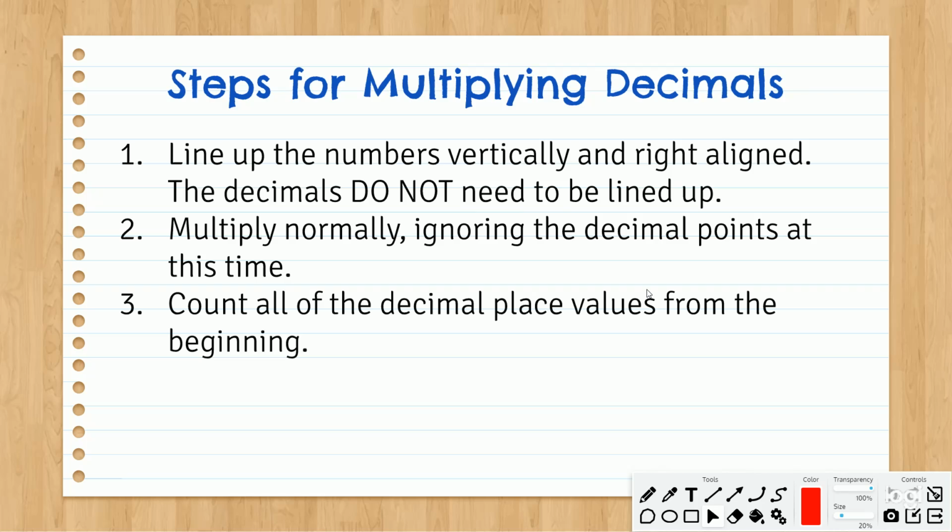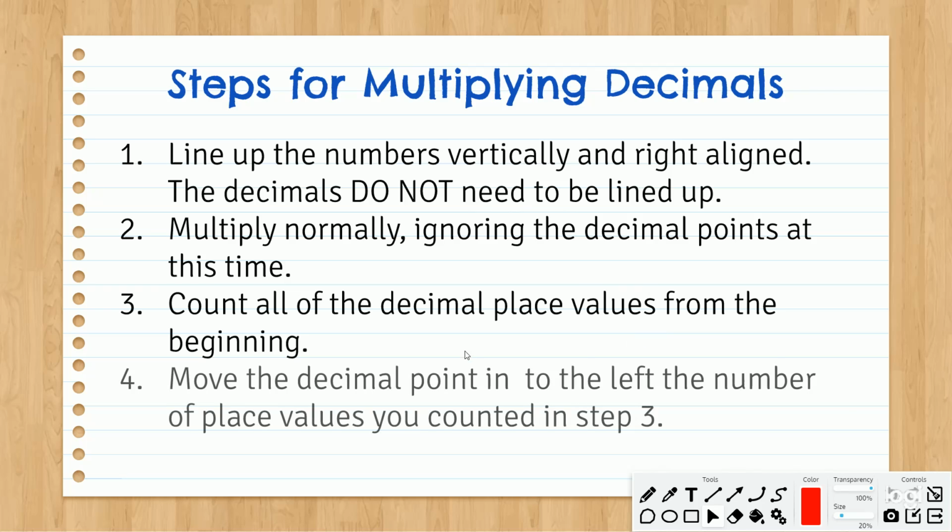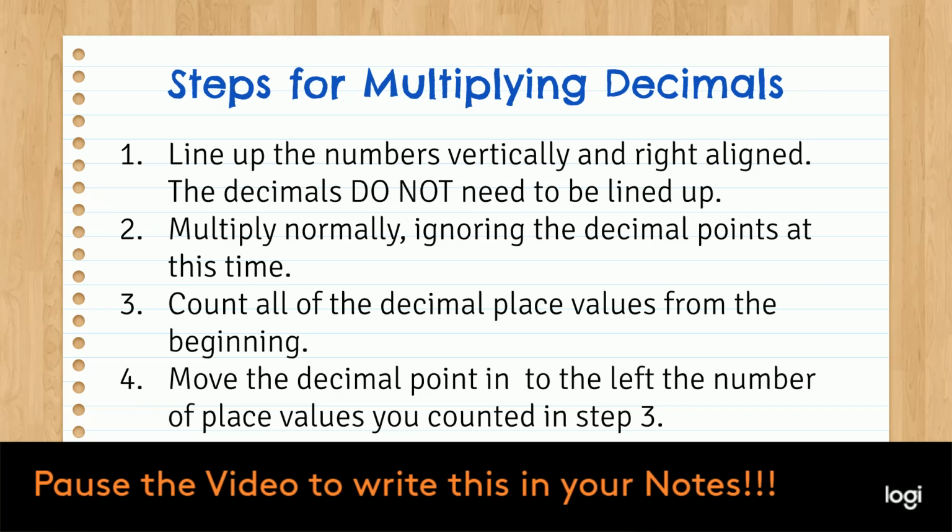After we multiply like normally and add them all together at the end, we're going to then count all of the decimal place values we have in our original problem, so at the beginning of our problem. And then with that number, we're going to then move the decimal point in our answer to the left, the number of place values that we counted for in step 3. So this will make more sense when we do our 2 examples in class, but please pause the video here, write these into your notebook, and then we will move on.